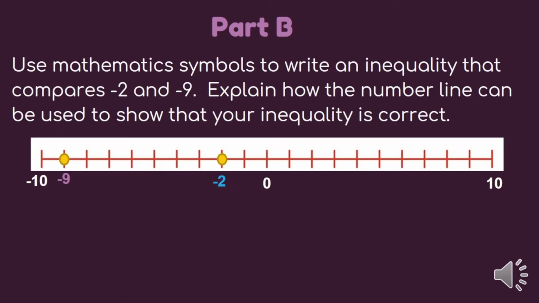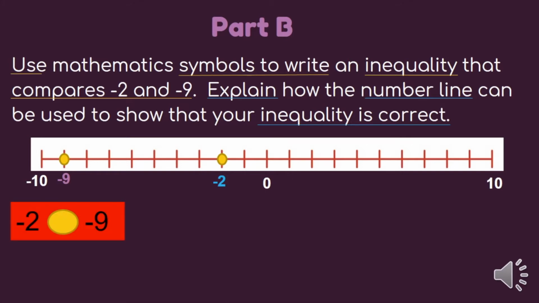Part B says, use mathematical symbols to write an inequality that compares -2 and -9. Explain how the number line can be used to show that your inequality is correct. Let's look at what this is asking us to do. I'm going to underline some important words that will help me. So, we're going to write an inequality. To determine which inequality symbol to use, we need to think about which number is greater, -2 or -9.